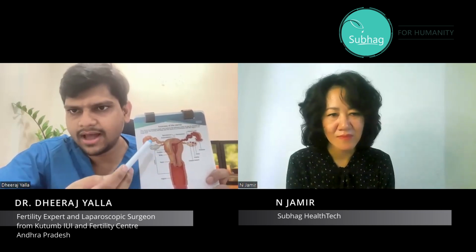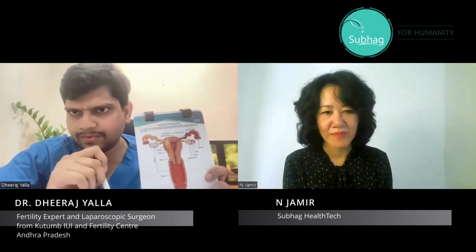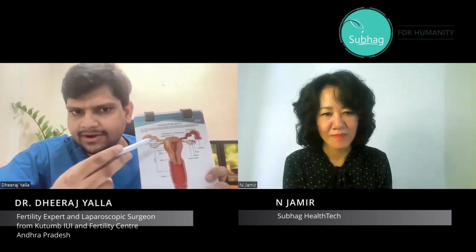So basically, when the blocks are proximal, the chances of clearing are a little better, but middle blocks are a little difficult. Sometimes the slender part gets blocked. Then you have a procedure called fimbrioscopy, where you pass the cannula from above, from the abdomen, and try to clear the block.